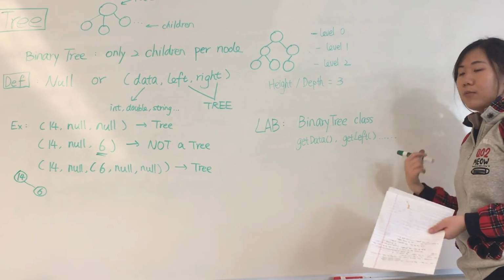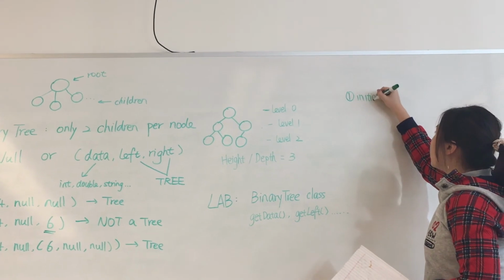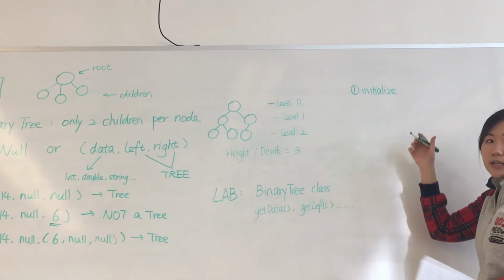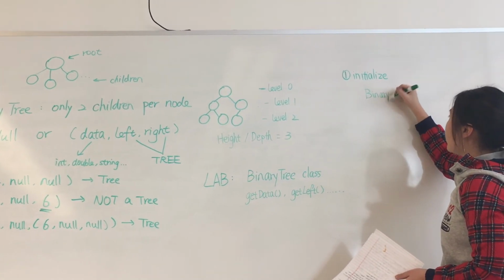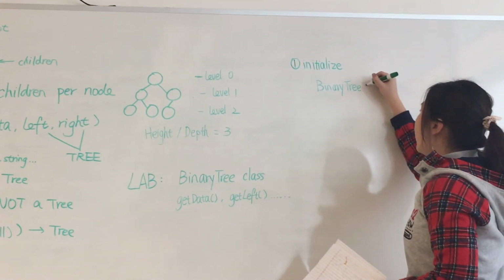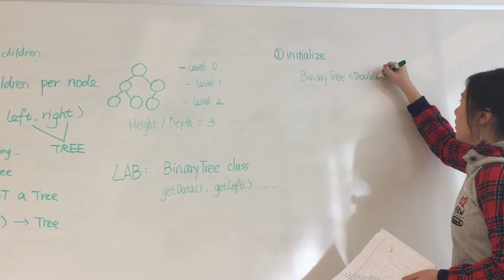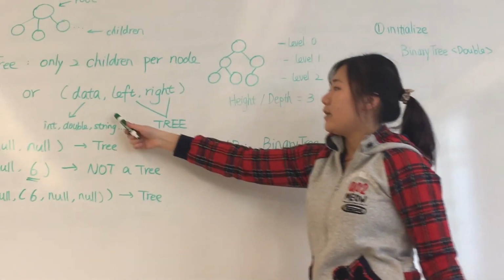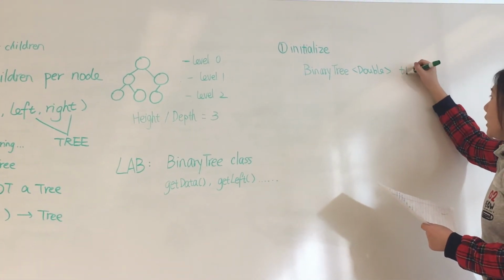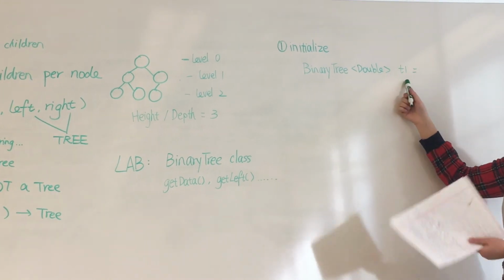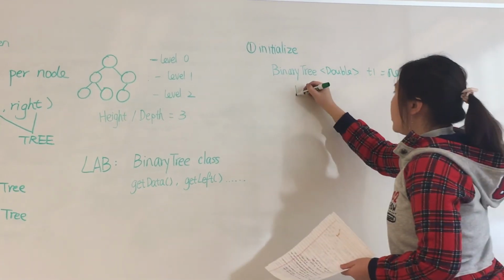So we're going to talk about how programming works. If we're going to initialize a tree, it's basically the same as initializing other data structures. You have to declare the type of it, which is BinaryTree. And you have to tell it the type of data, for example, double. So this double means the type of my data here. So if I say this is a double, and then I name it T1. After you declare this, you have to initialize the tree. It's basically saying new BinaryTree.